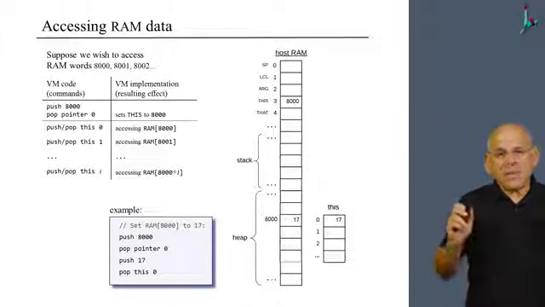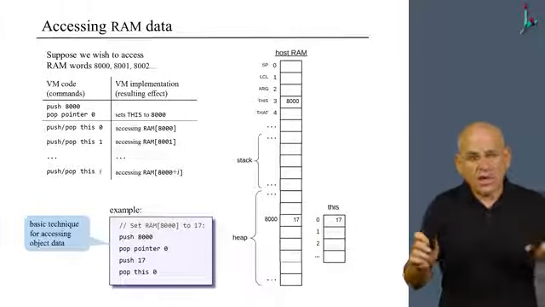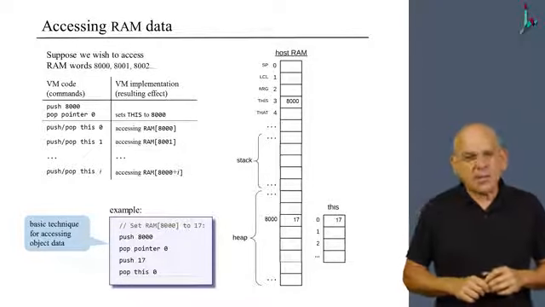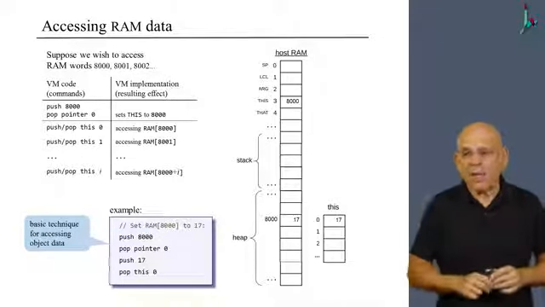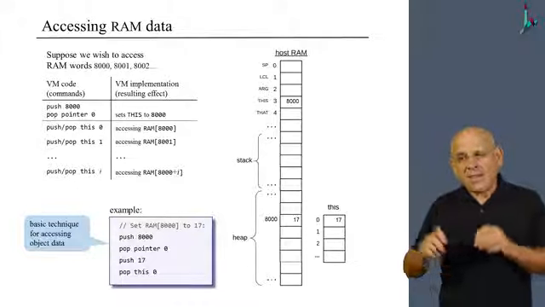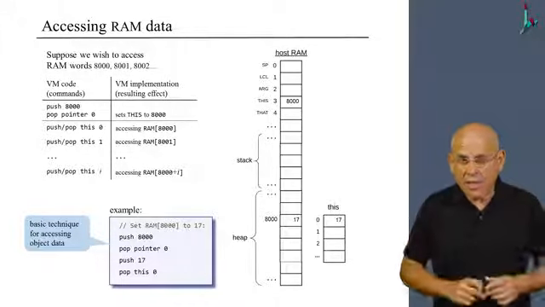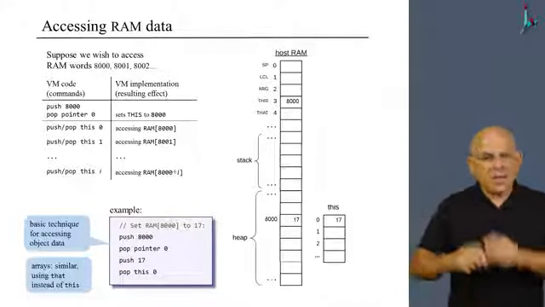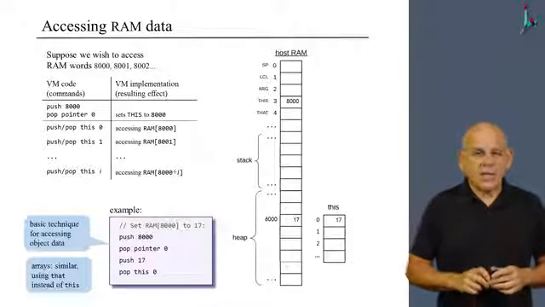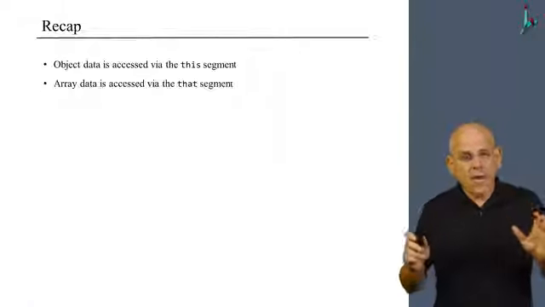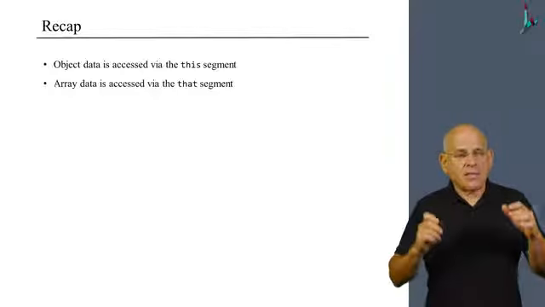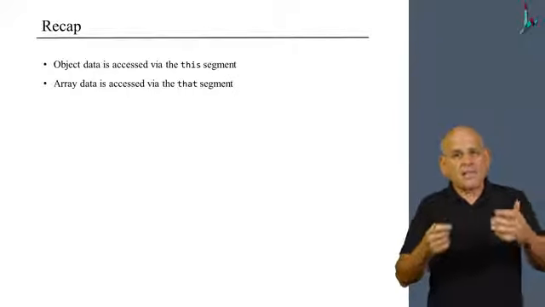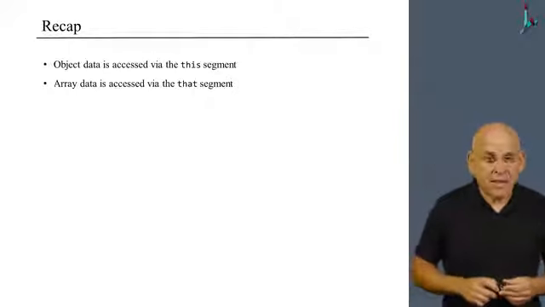So this technique that I just showed you here is the general, sort of generic way to access a specific location in the RAM using VM commands. And that's how we're going to deal with object data when we get to it, and that's also how we're going to deal with array data in a very similar fashion that we'll discuss later on in the course. So to recap, object data is accessed by VM commands using the this segment. Array data is accessed by VM commands using the that segment.